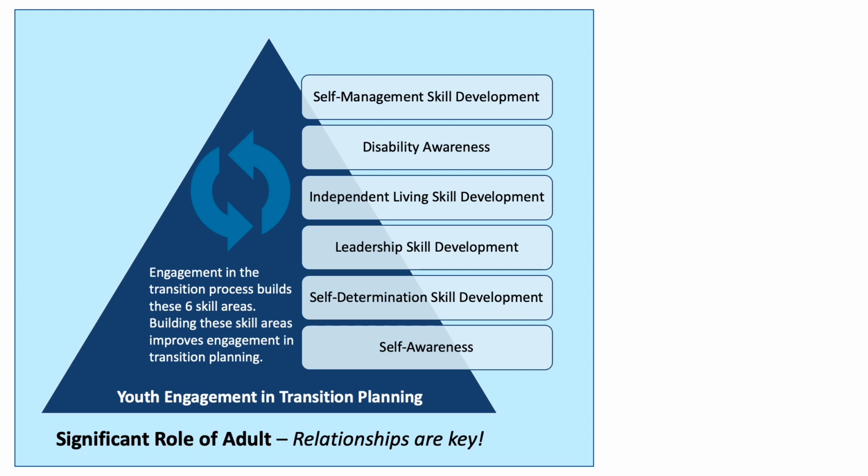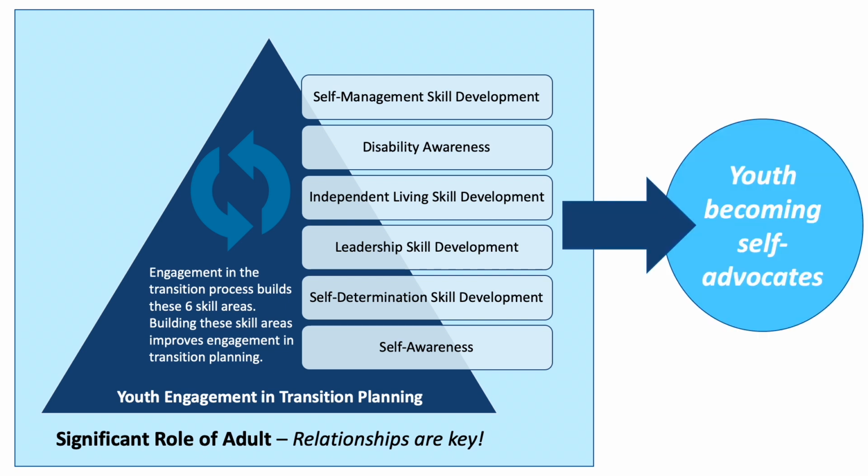And having those significant relationships puts us in a much better position to support youth engagement in the transition planning process. So this engagement in the transition planning process builds across these 6 areas, and building these skill areas improves engagement in the transition planning process. So we see it's a reciprocal process where if you support their engagement, they'll build their skills in these areas, but also building these skills increases their engagement. And as that engagement continues to increase, young people move to a place where they start becoming self-advocates.